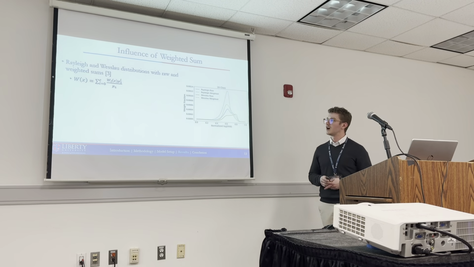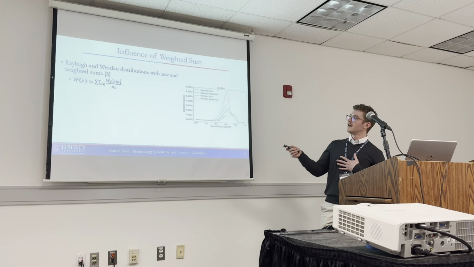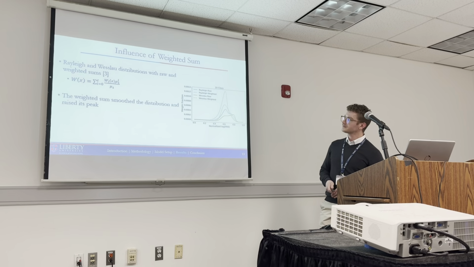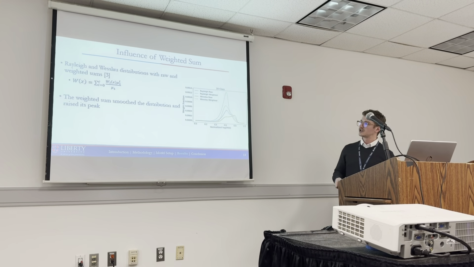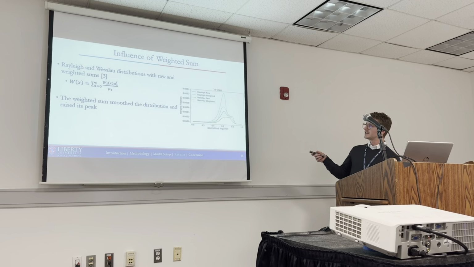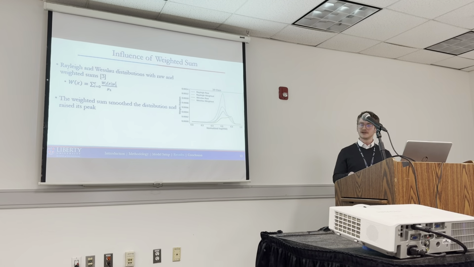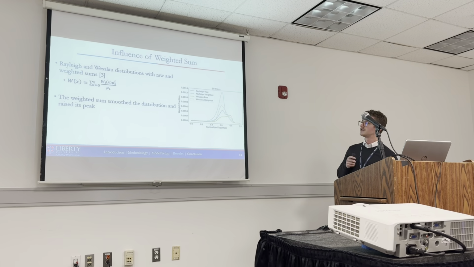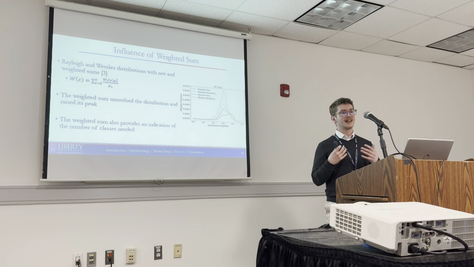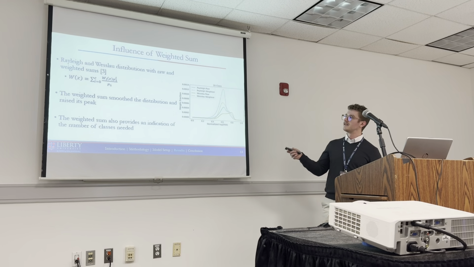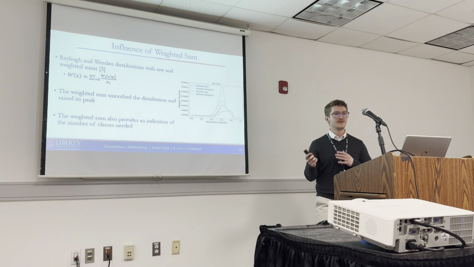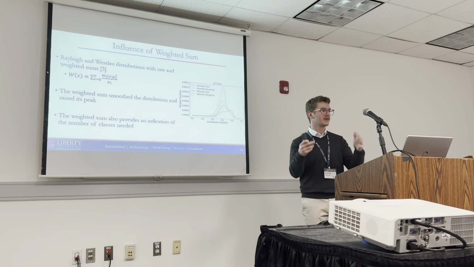And in this case, the weighted sum is based off of a ratio between the first moment of a particular class and the first moment of the overall distribution. And we see that the weighted sum actually smooths the distribution. So if we look at the blue curves here, that shoulder is much less and raised its peak significantly between the two. And that's observed with both statistical shapes. And this weighted sum also provides an indication of the number of classes needed, because the summation of the first moments should roughly equal the first moment of the overall class. So that'll give you an indication of how far off you are with the number of classes you have here.